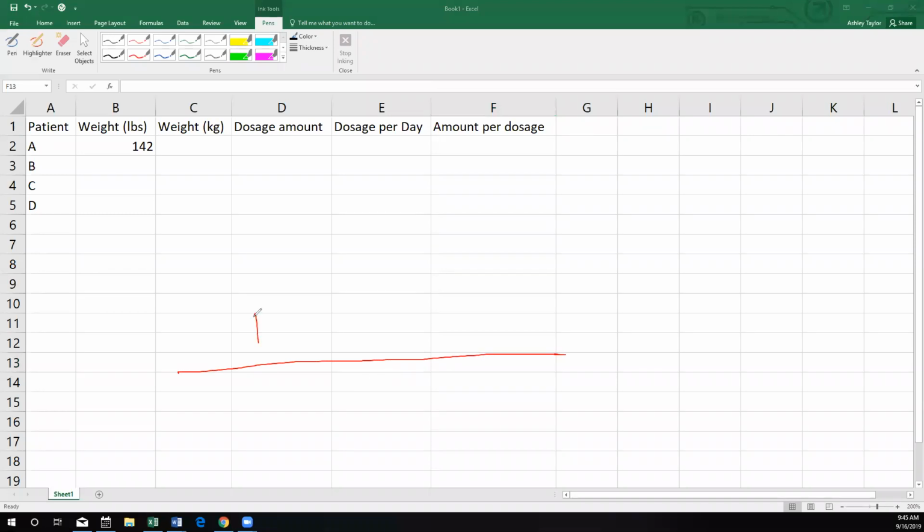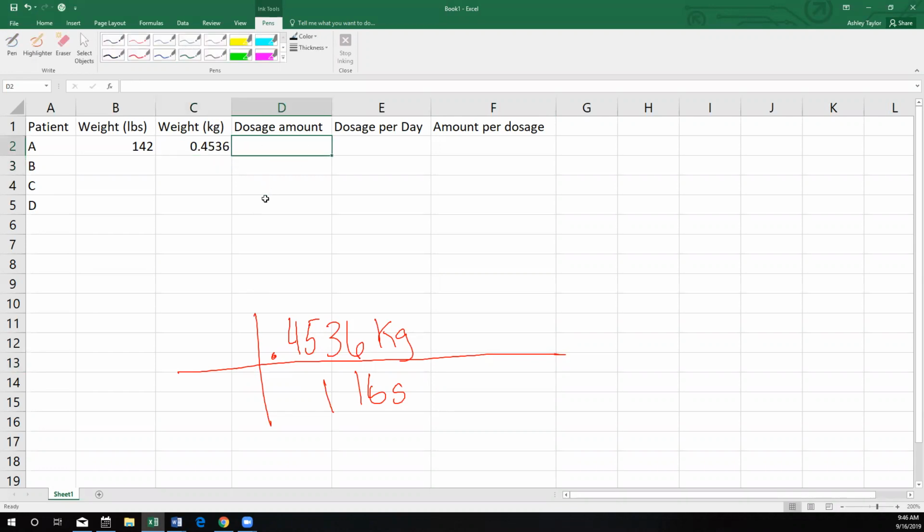so when I did my conversion down here, I had that 0.4536 kilograms per 1 pound. So I'm going to enter that into Excel. So 0.4536. That is my weight in kilograms, and that's over 1. So I'm going to put that over 1.